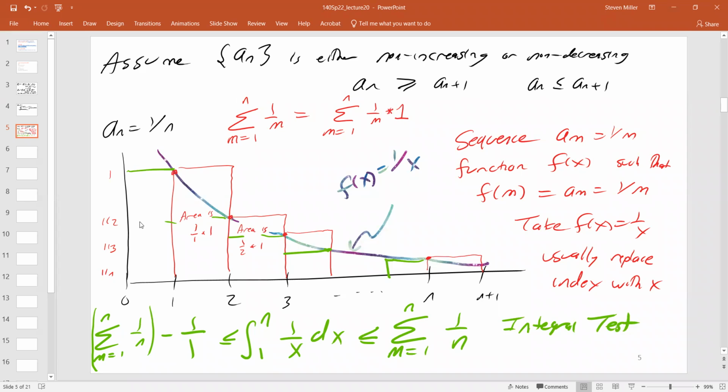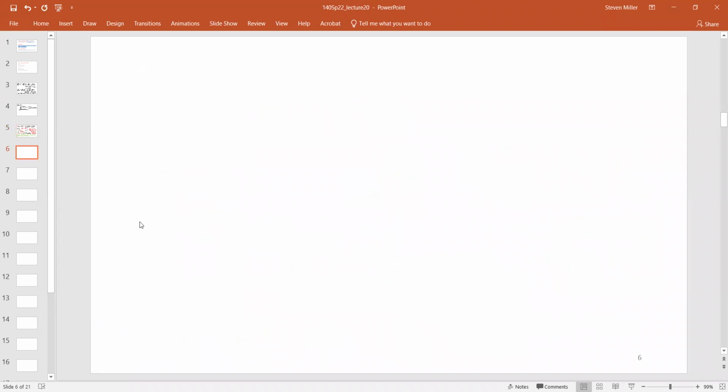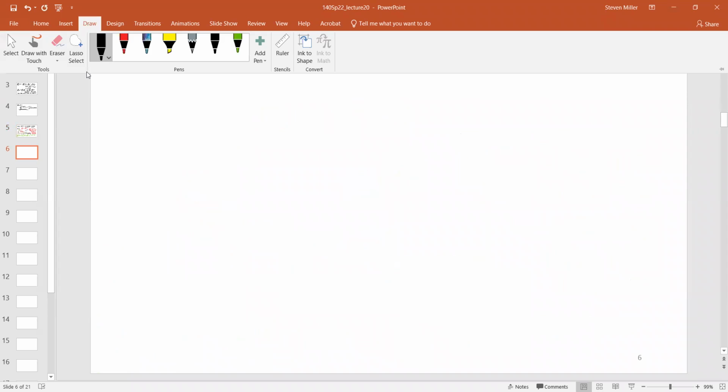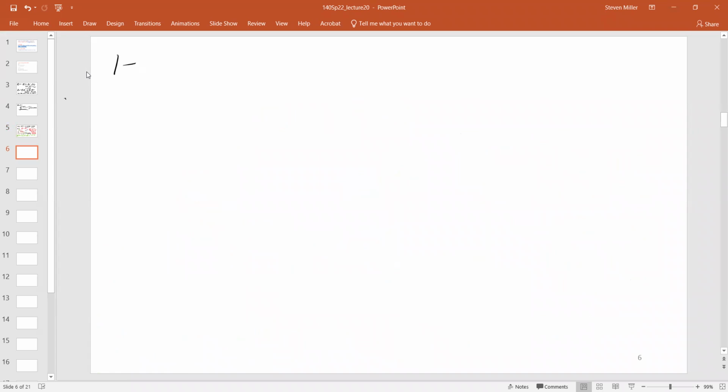Any questions about the integral test? So now let's actually compute it. We have 1 plus 1/2 plus ... plus 1 over n minus 1 is thus less than or equal to the integral from 1 to n of 1 over x dx, which is thus less than or equal to 1 plus 1/2 plus ... plus 1 over n. So again, the difference between the left and the right-hand side is at most 1. So this integral is potentially very close.